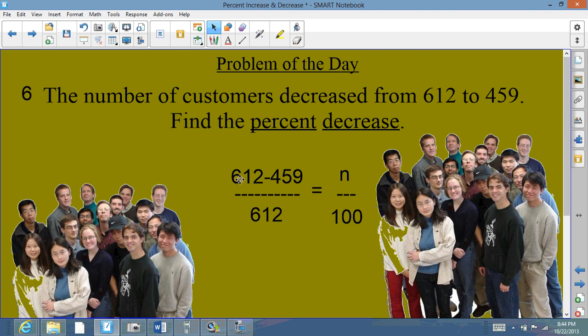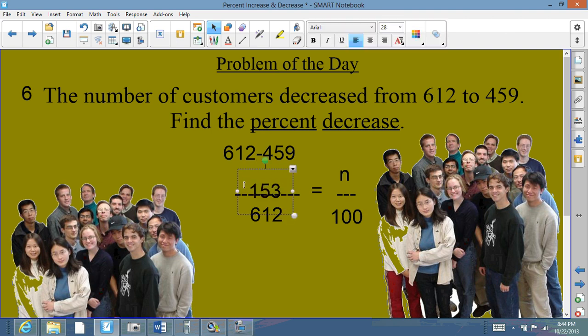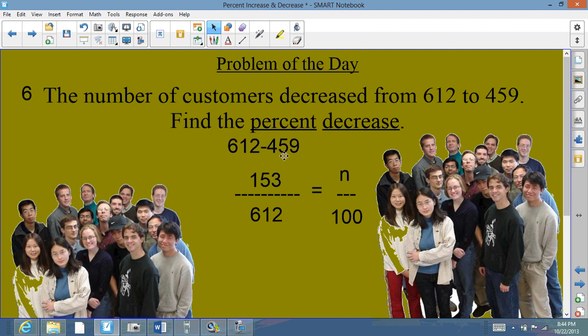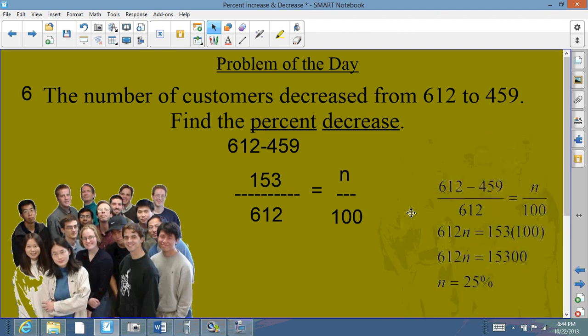So when we subtract this, we get 153. And now we can cross multiply and solve. So 612 minus 459 gave us the 153.